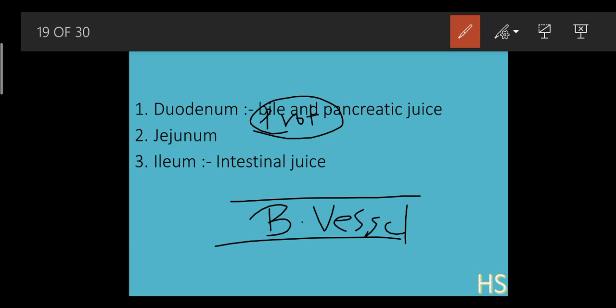Whenever we eat food, it should be broken down into very small pieces so that it can enter the blood vessels. Once it enters the blood vessels, the food gets easily absorbed. So the ileum is the most important one.